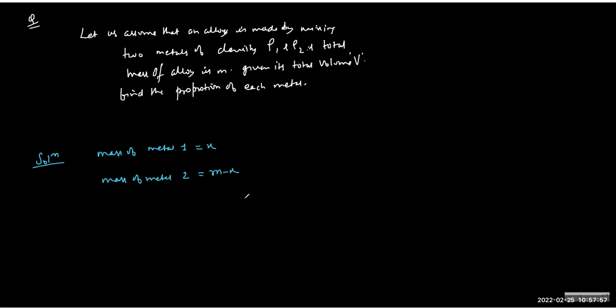Done, guys? No, sir. So what you can say is, if I say mass of metal one is X and the other is M minus X, what is the total volume of the substance? X by rho 1 plus M minus X by rho 2. And it is given that this net volume is V. That's it. So we can write X times 1 by rho 1 minus 1 by rho 2 equals V minus M by rho 2. So we got X.